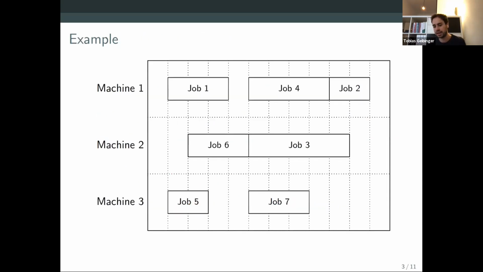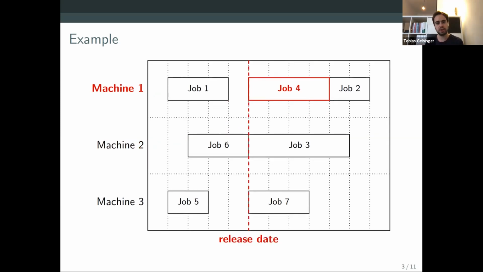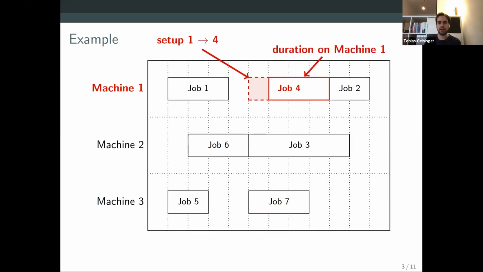Maybe to explain this a little further, here you can see an example schedule where we have 3 machines and 7 jobs. If we pick out one job, it would be job 4. Then this job has 2 capable machines, 1 and 2, meaning that it has to be assigned to either one of those, but it cannot be assigned on machine 3. It also has a release date on each machine. Here you can see the release date on machine 1. What this means is that it can only start after the release date. As you can see here, this is also satisfied. Now, the total processing time of a job basically consists of 2 things. We have the setup from the previous job to this job, so here it would be the setup from 1 to 4. And then we also have the duration on the particular machine. So here it's the duration on machine 1.